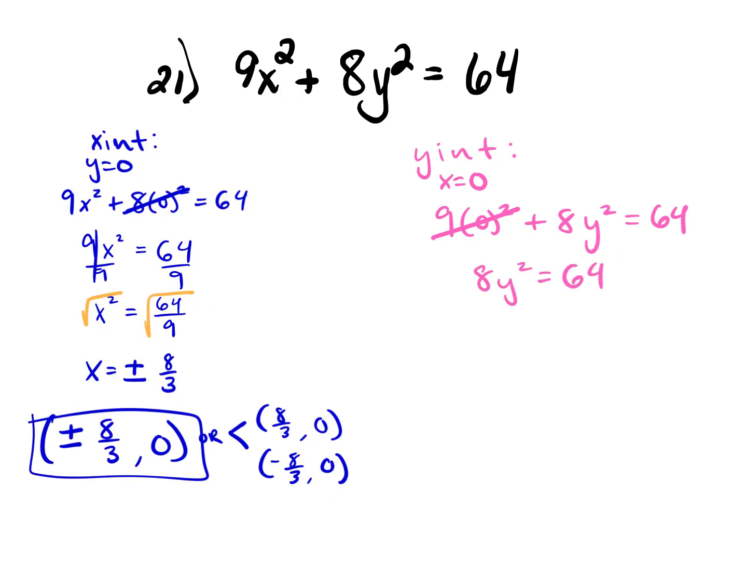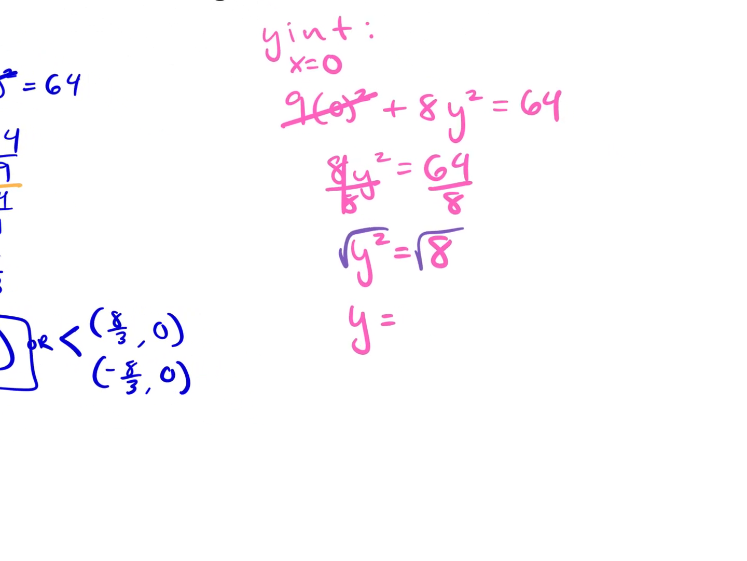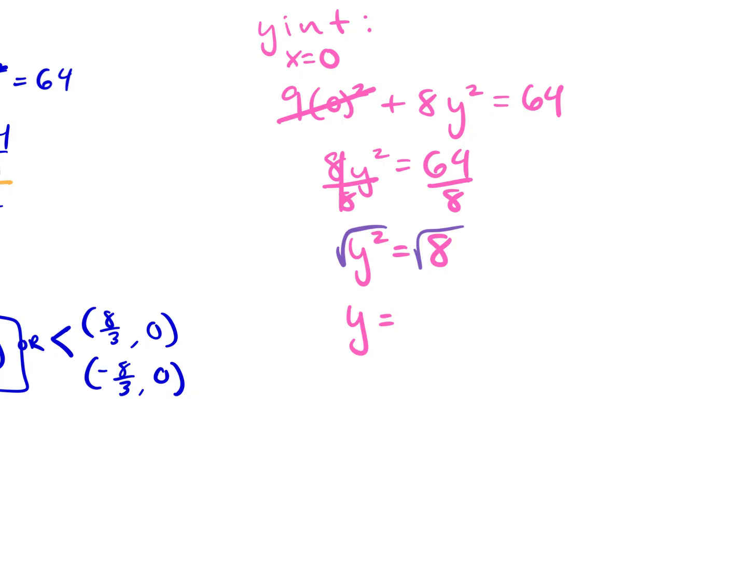What should we do next? Divide by 8. So y squared equals, what's 64 divided by 8? 8, perfect. Then we can do what next? Take the square root of both sides. So we get y equals what? What do we have to put when we take the square root of both sides? Plus or minus. Let's see if we can simplify square root 8.